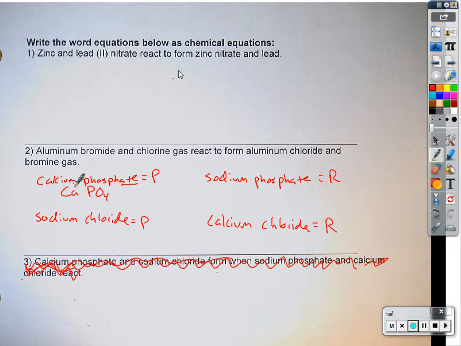Calcium is in group 2A, so it's a +2. Our table tells us phosphate is a -3. 2 is going to come over here. 3 is going to go over here. Those can't be reduced. Put the polyatomic ion in parentheses when you put a subscript on it. If you're not putting a subscript on it, there's no parentheses.